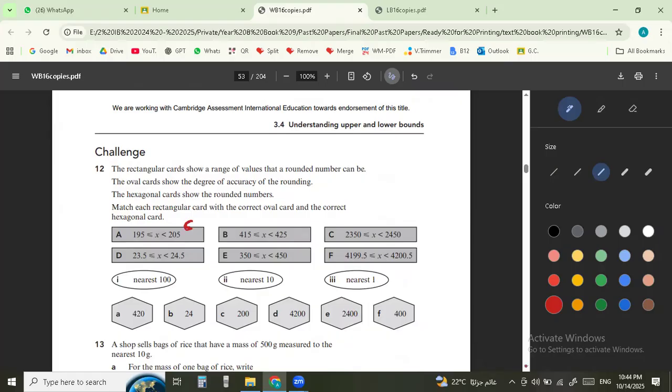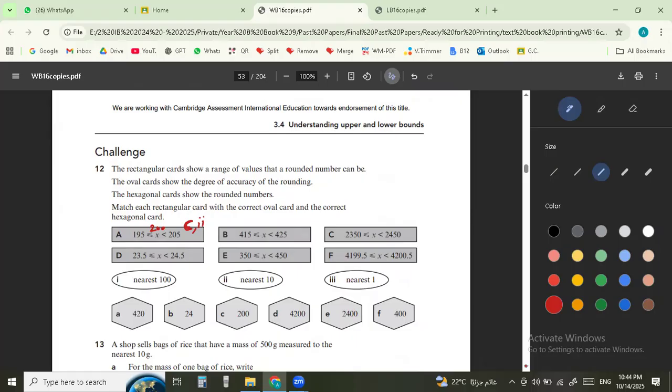X is actually 200. And it's rounded to the nearest what? It is rounded, mister, to the nearest tens. Why? Because I added 5 to 200. So this is 200. I added 5 to it, I minus 5 from it. So it is to the nearest tens. So it is C, I.